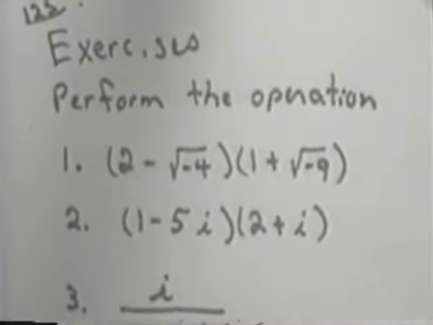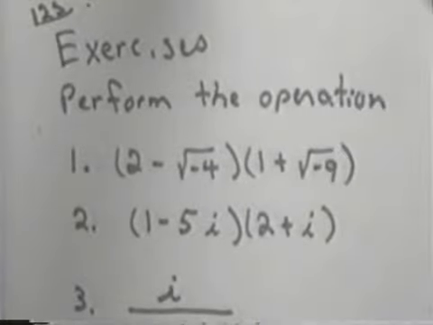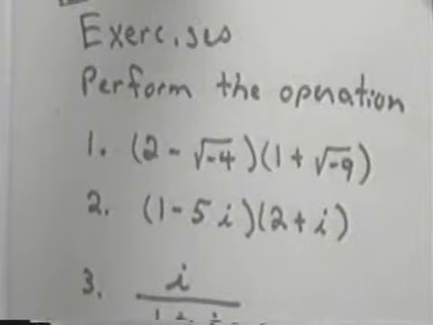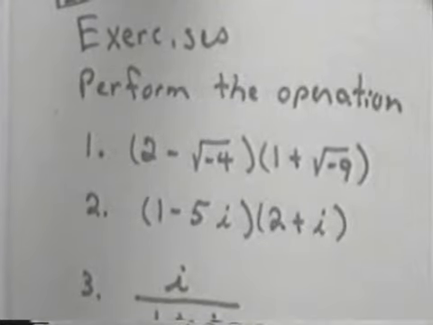Now I'm going to give you some exercises. You're going to have to copy them as I move it because I couldn't get all these on the same sheet, and you'll be able to read them. Perform the operation. The first one, (2 - the square root of negative 4) times (1 + the square root of negative 9).